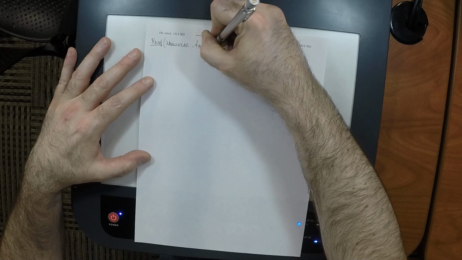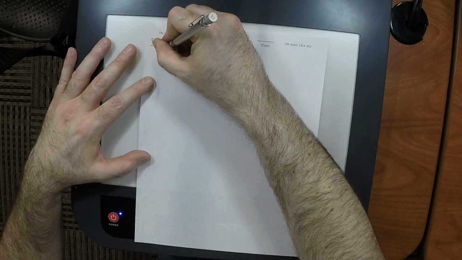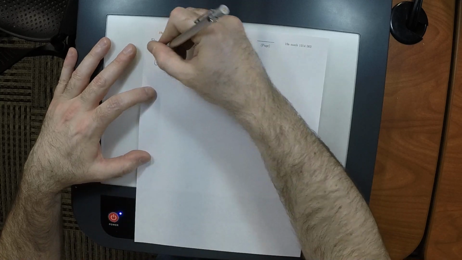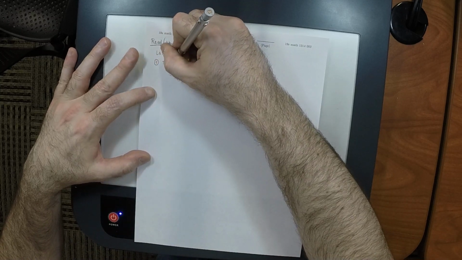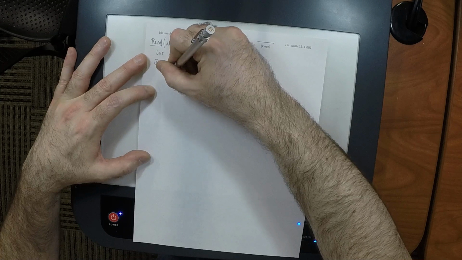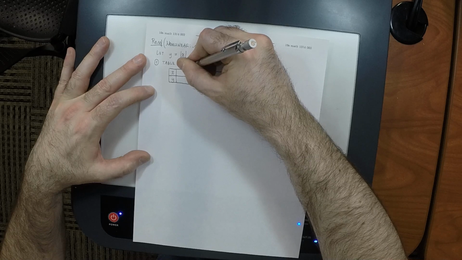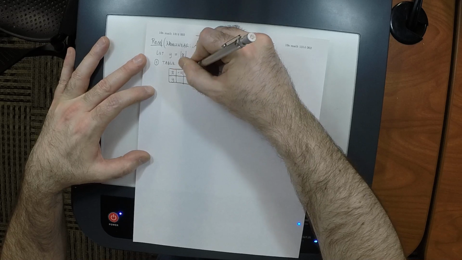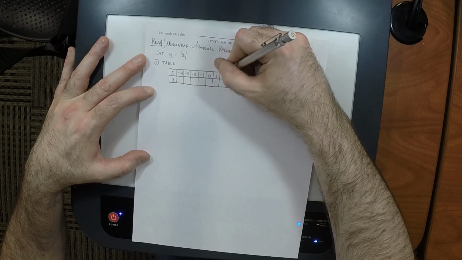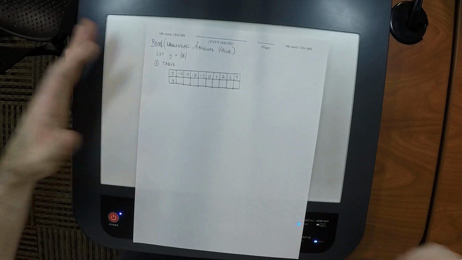Absolute value. So let y be the absolute value of x. First order of business is please fill out this table. -4, -3, -2, -1, 0, 1, 2, 3, 4. Okay.